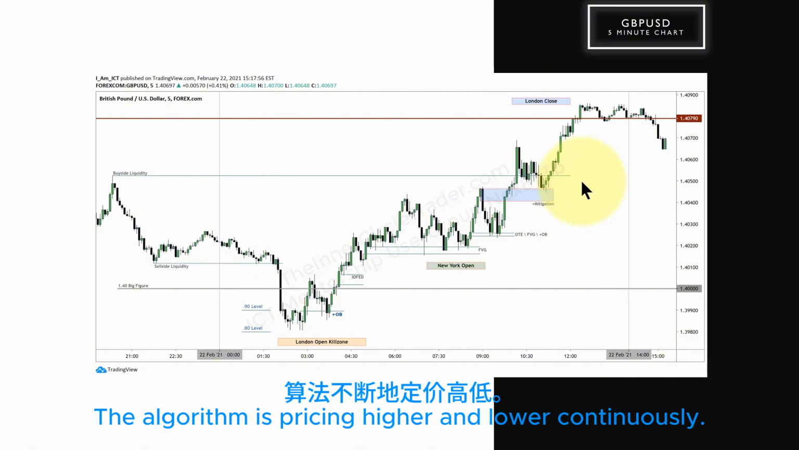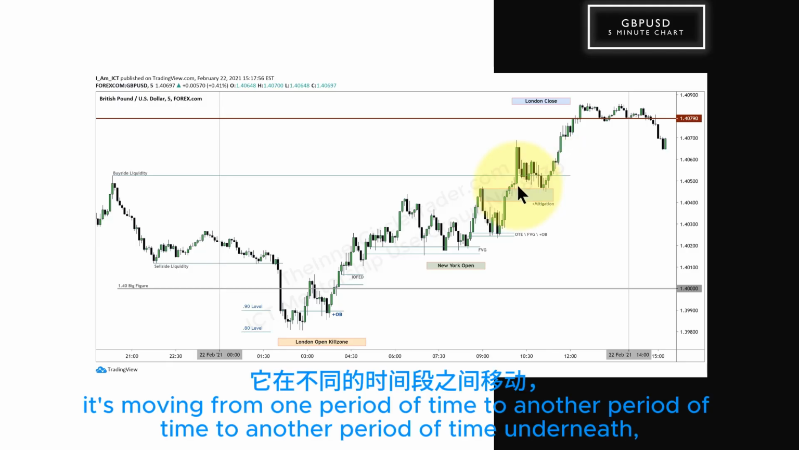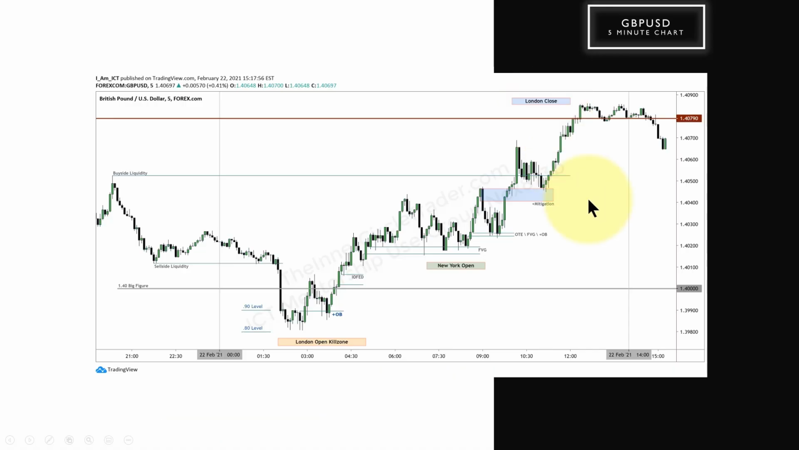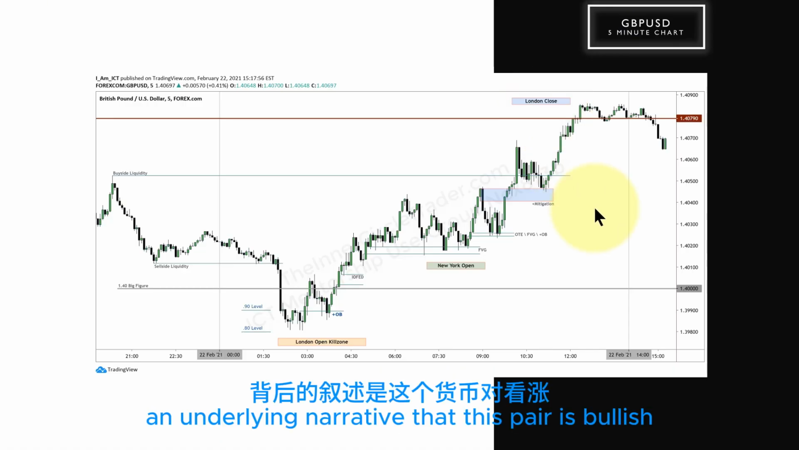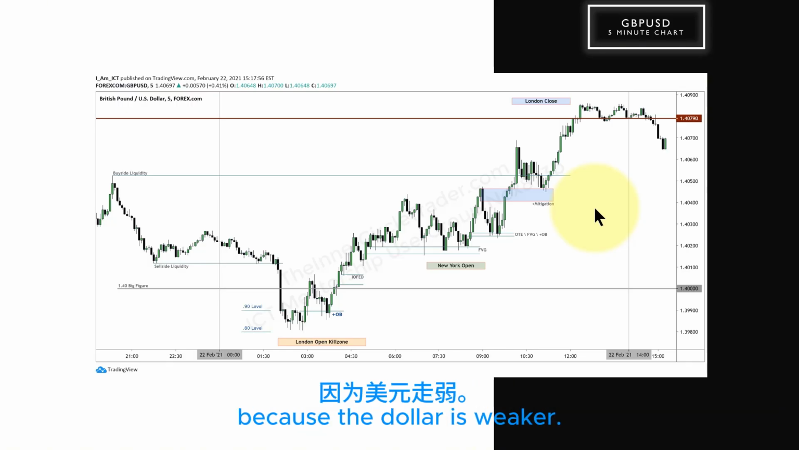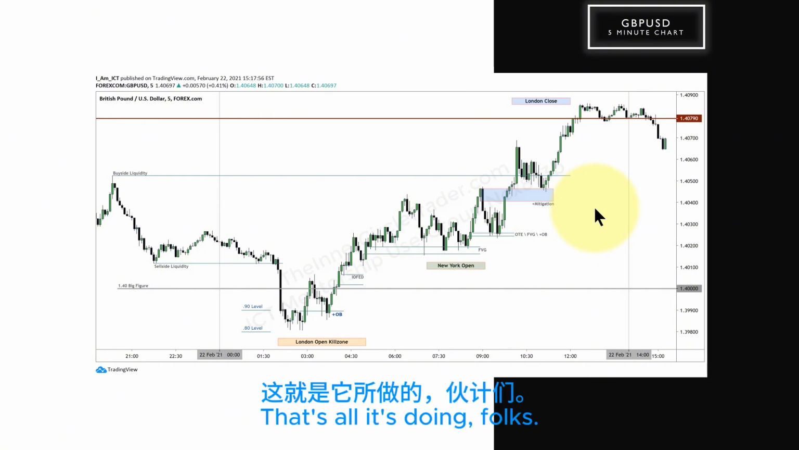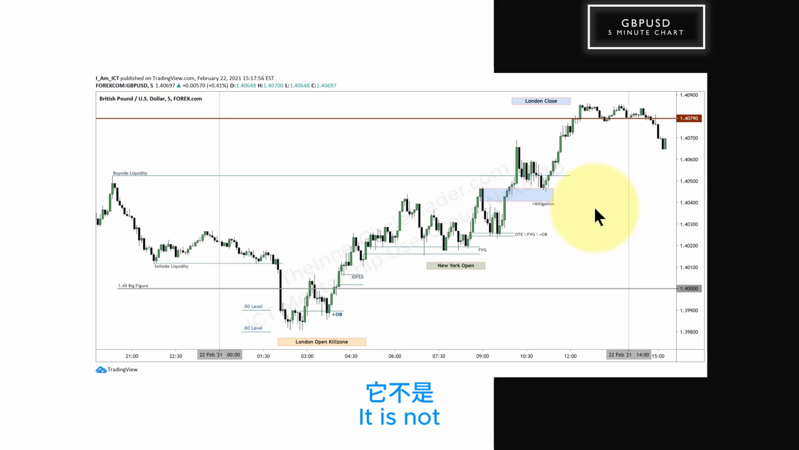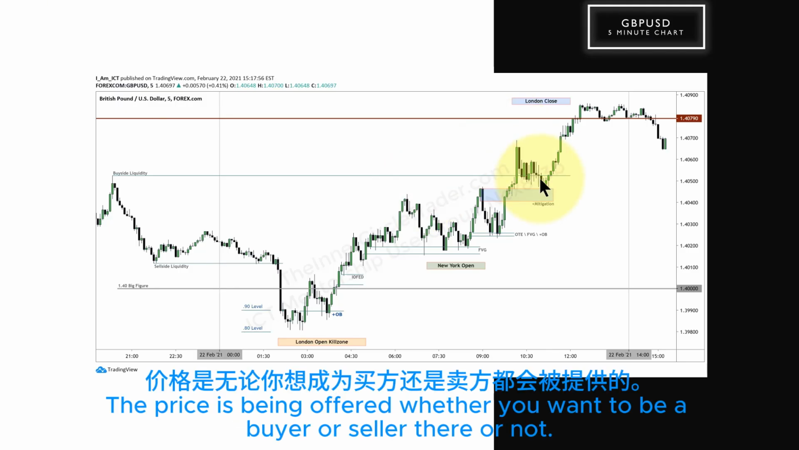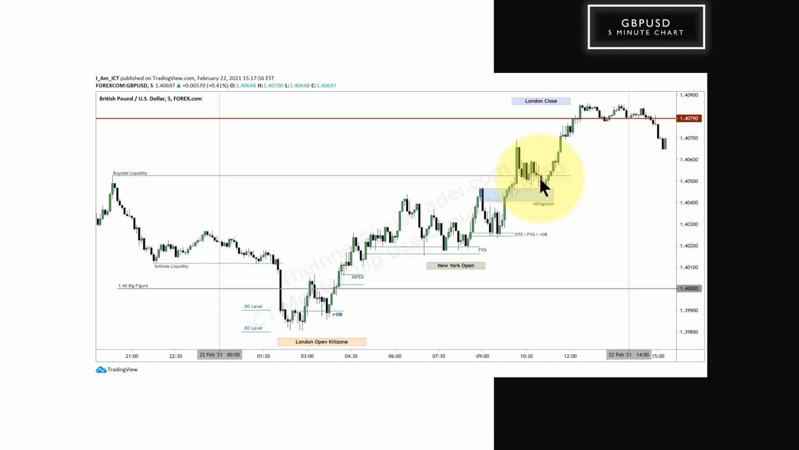The algorithm is pricing higher and lower continuously. It's moving from one period of time to another period of time to another period of time, under the premise of an underlying narrative that this pair is bullish because the dollar is weaker. And it's going to a pool of liquidity, either external or internal range. That's all it's doing, folks. It is not buyers pushing price up or sellers pushing price down. The price is being offered whether you want to be a buyer or seller there or not.